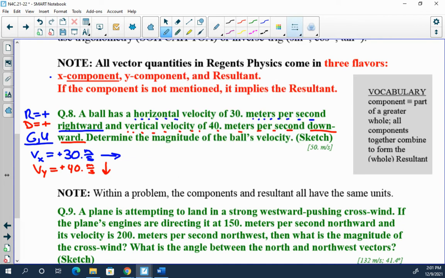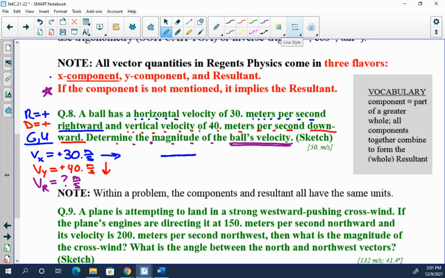And finally, determine the magnitude of the ball's velocity. All they say here is the ball's velocity. Notice, now that comment comes into play. Did it say X or horizontal? It did not. Did it say Y or vertical? It did not. Since it said neither of the above, it is implying the resultant. So really what we are looking for is the resultant velocity, and they're actually looking for the magnitude of it, which just means how much. So how do we draw this? Very simple.